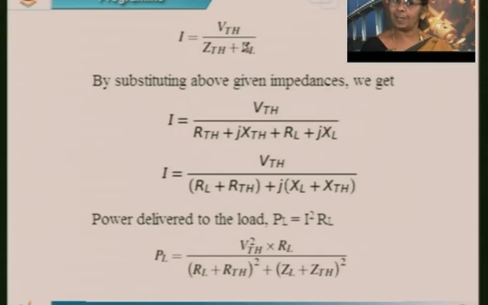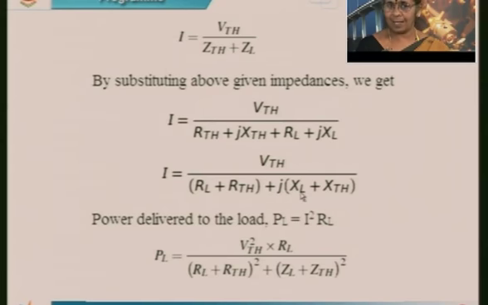I is equal to V Thevenin divided by Z Thevenin plus ZL, which is the same thing I just spoke about. I is equal to V Thevenin by R Thevenin plus j X Thevenin plus RL plus jXL. Separating the real and imaginary parts, you can observe RL plus R Thevenin, plus j into XL plus X Thevenin. So in this case you have two variables, RL and XL. R Thevenin and X Thevenin are the resistance and the reactive part of the Thevenin's equivalent circuit.